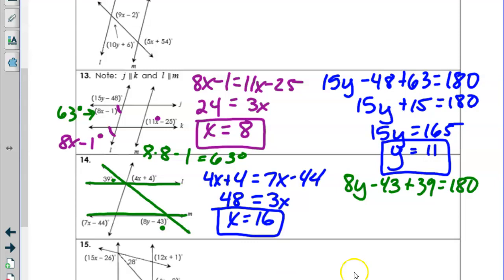23 is right. Does anybody need help solving that? Yes. Tell me what to do, Trent. Well, you add 39, 23. And what do you get? Very good. So now we have 8y minus 4 equals 180.